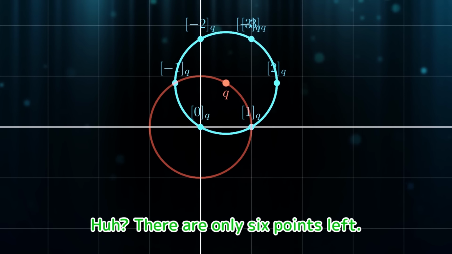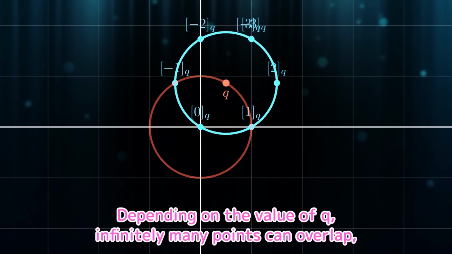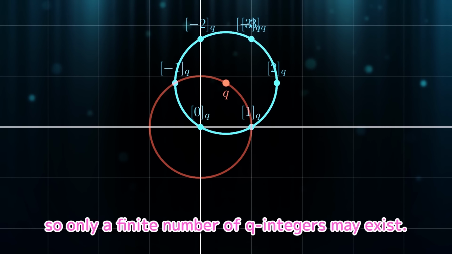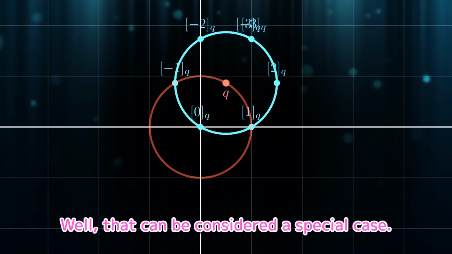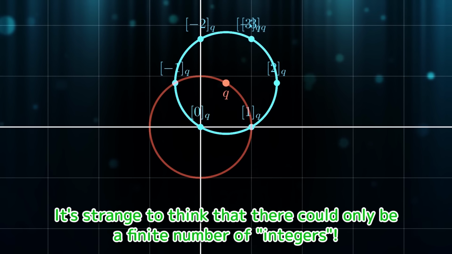Huh? There are only 6 points left. Depending on the value of q, infinitely many points can overlap, so only a finite number of q integers may exist. Well, that can be considered a special case. It's strange to think that there could only be a finite number of integers.